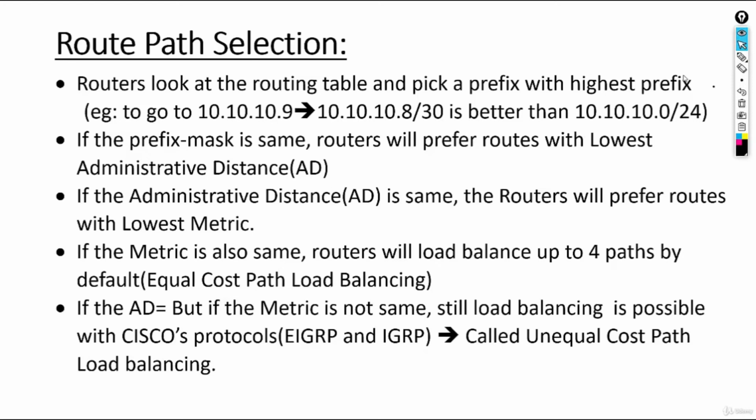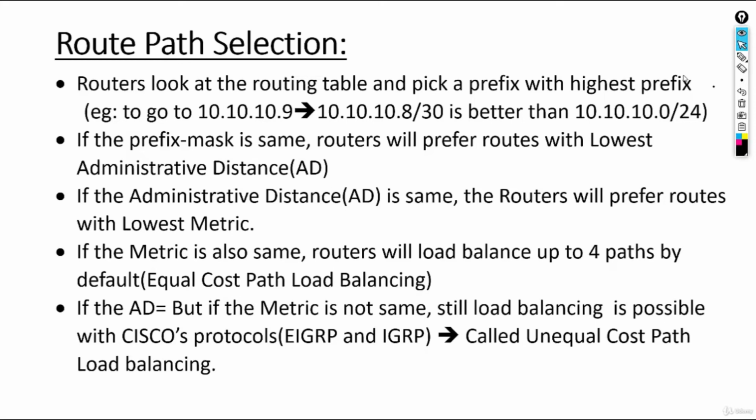Then if the prefix is the same, only then it's going to go to the lowest admin distance. So the first is highest prefix, then lowest administrative distance. Suppose the administrative distance is the same, then it's going to go to the lowest metric. Then if the metric is the same, as I told you before, routers will do load balancing up to 4 different paths. It's called equal cost path load balancing.